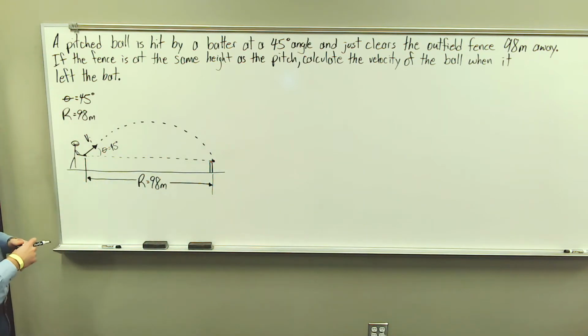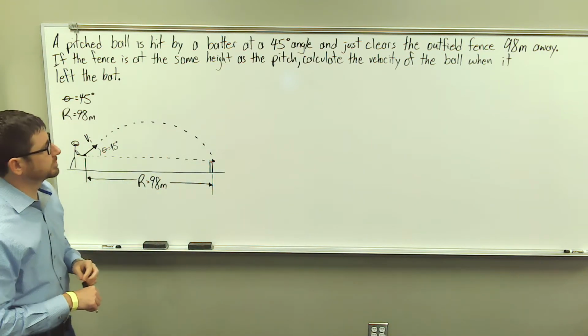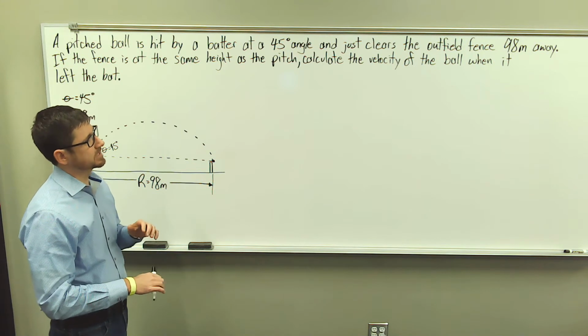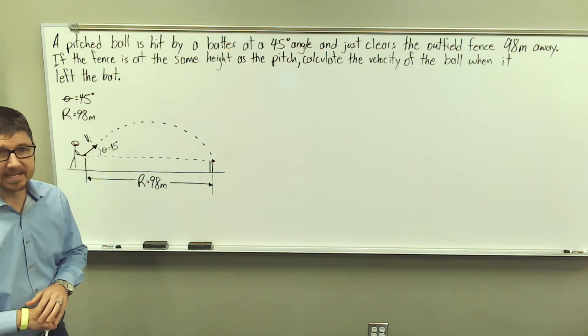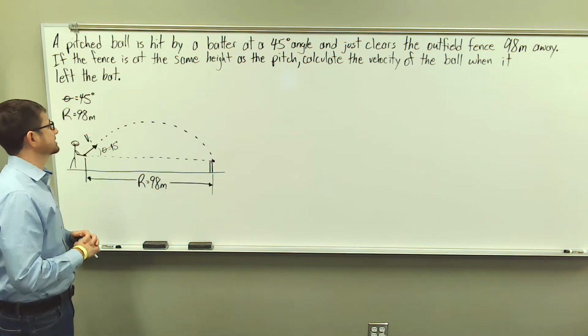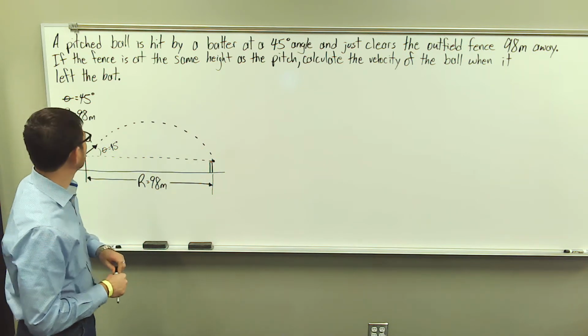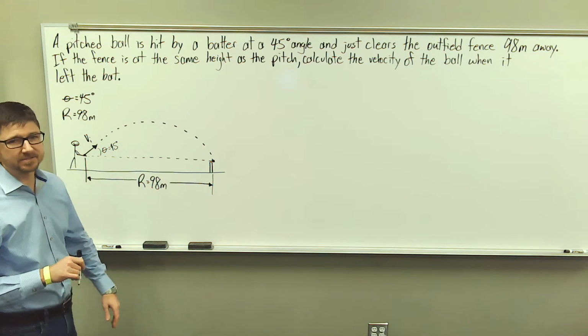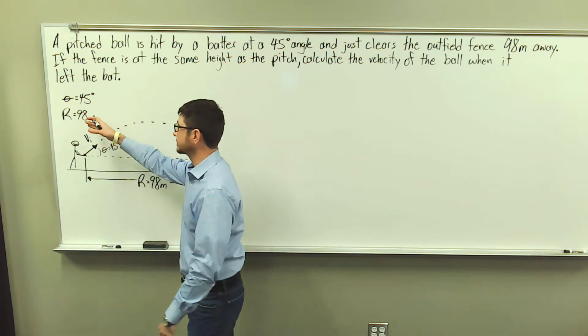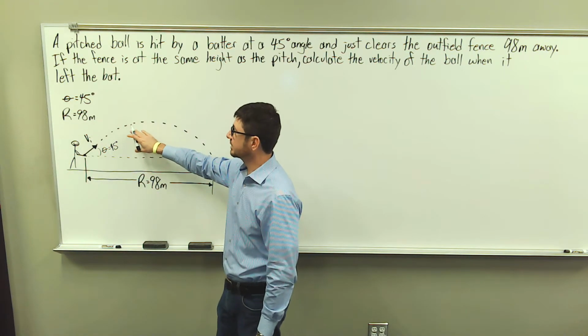A pitched ball is hit by a batter at a 45-degree angle and just clears the outfield fence that is 98 meters away. If the fence is at the same height as the pitch, calculate the velocity of the ball when it left the bat. So I have some information documented here.